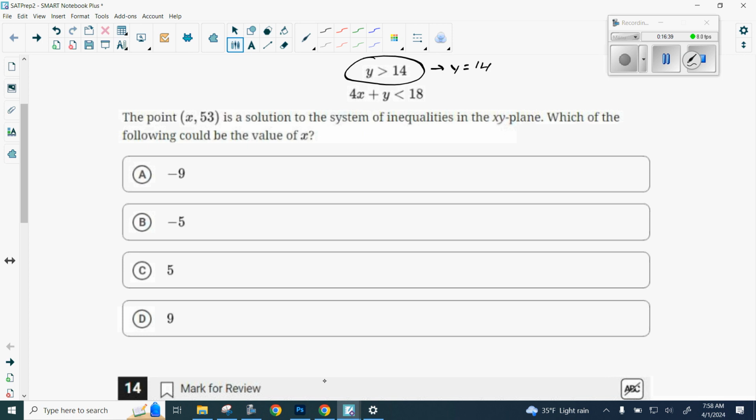And then this one, unfortunately, we got to solve this thing for y. Not a big deal. I'm going to change this to an equal sign just because it's going to be easier for me to enter in the calculator. Negative 4x plus 18, right? In order to graph it, I got to get that y isolated, or I have to solve for it.